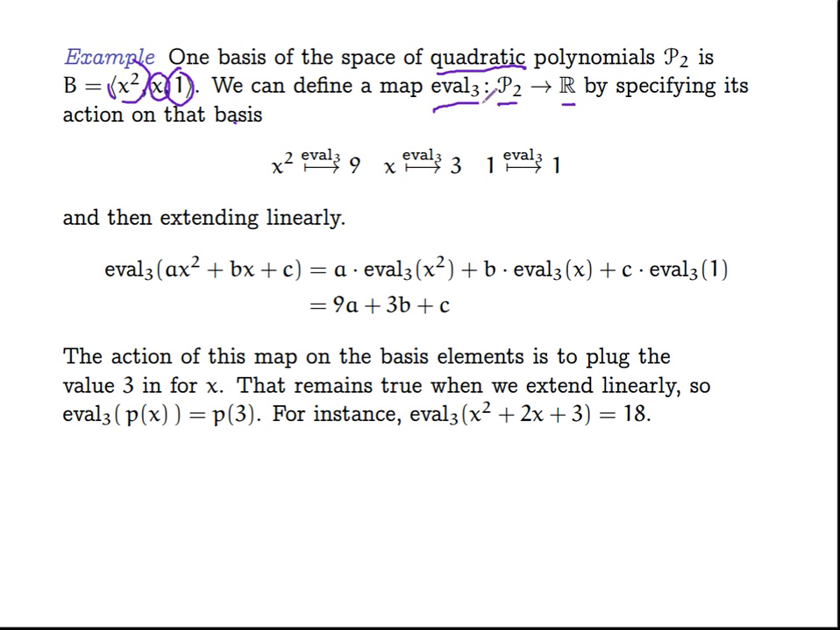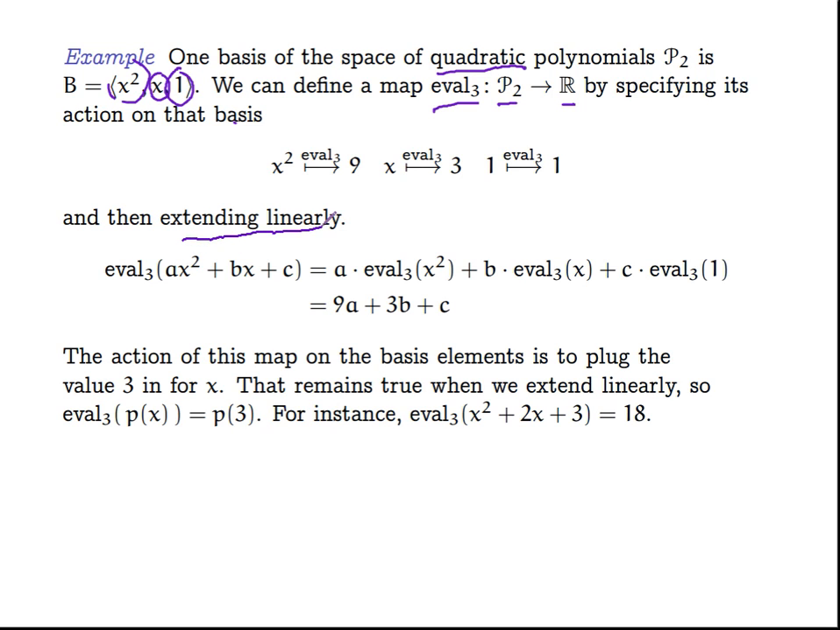Now, why is he calling it eval? He's really saying, what do you get when you evaluate a polynomial setting x equal to 3? Now, if I set x equal to 3 and plug that into x squared, I get 9. If I set x equal to 3, plug that into x, I get 3. If I set x equal to 3, plug it into 1, well, it just remains 1.